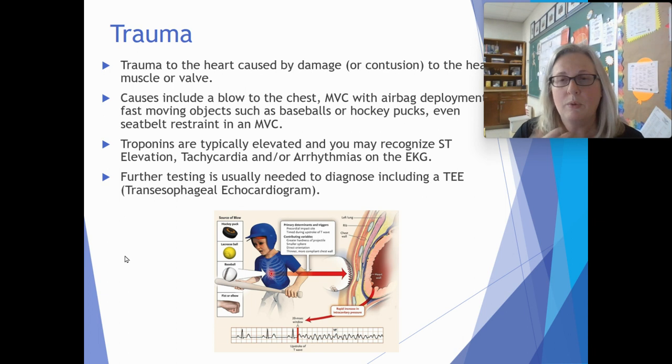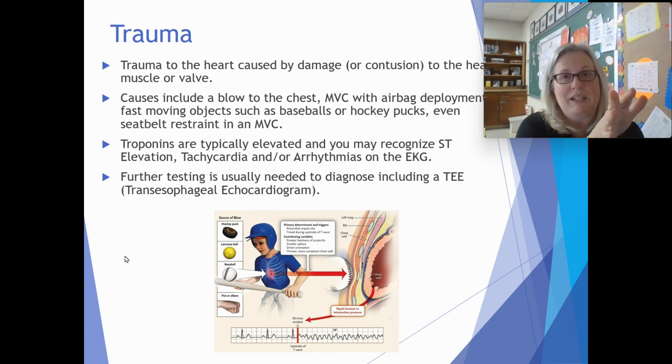Since it is a trauma to the heart, just like we learned last class, your troponin levels will actually be elevated because it's some sort of trauma. It doesn't necessarily have to be a heart attack. It can be any sort of blow to the chest. Okay, so the troponins are typically elevated. We might see ST elevation. They might be tachycardic, some sort of arrhythmias. It can hit the heart so hard that it can, like a shock, knock it out of rhythm.